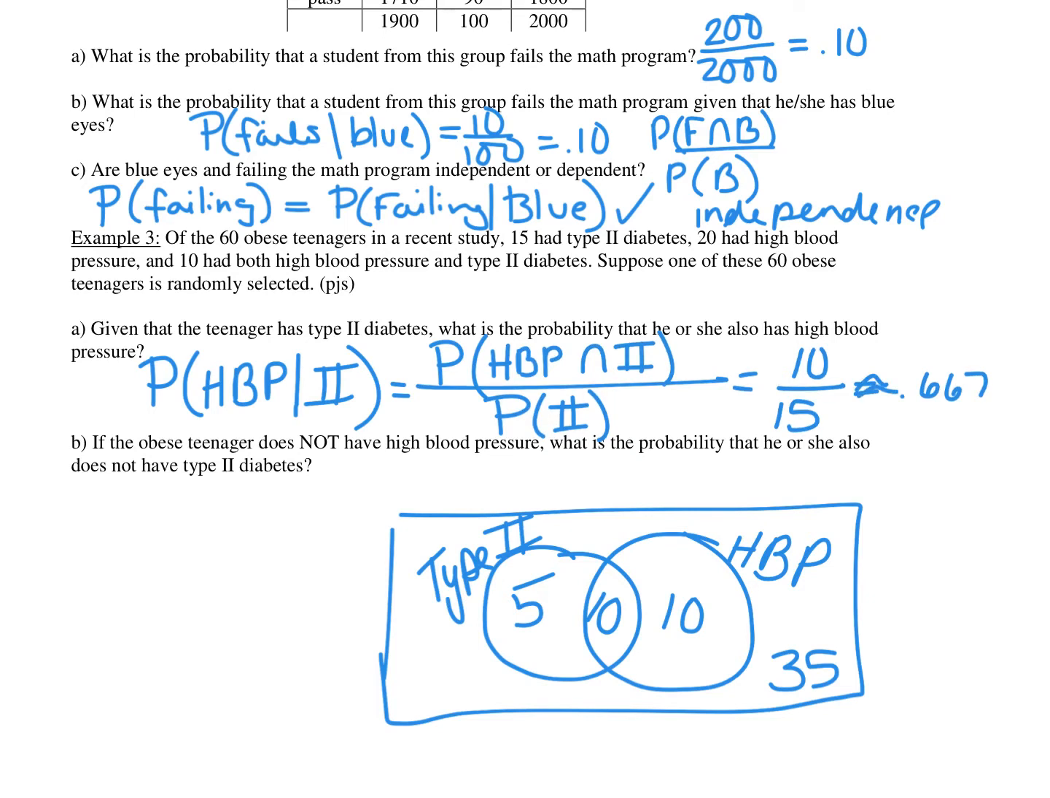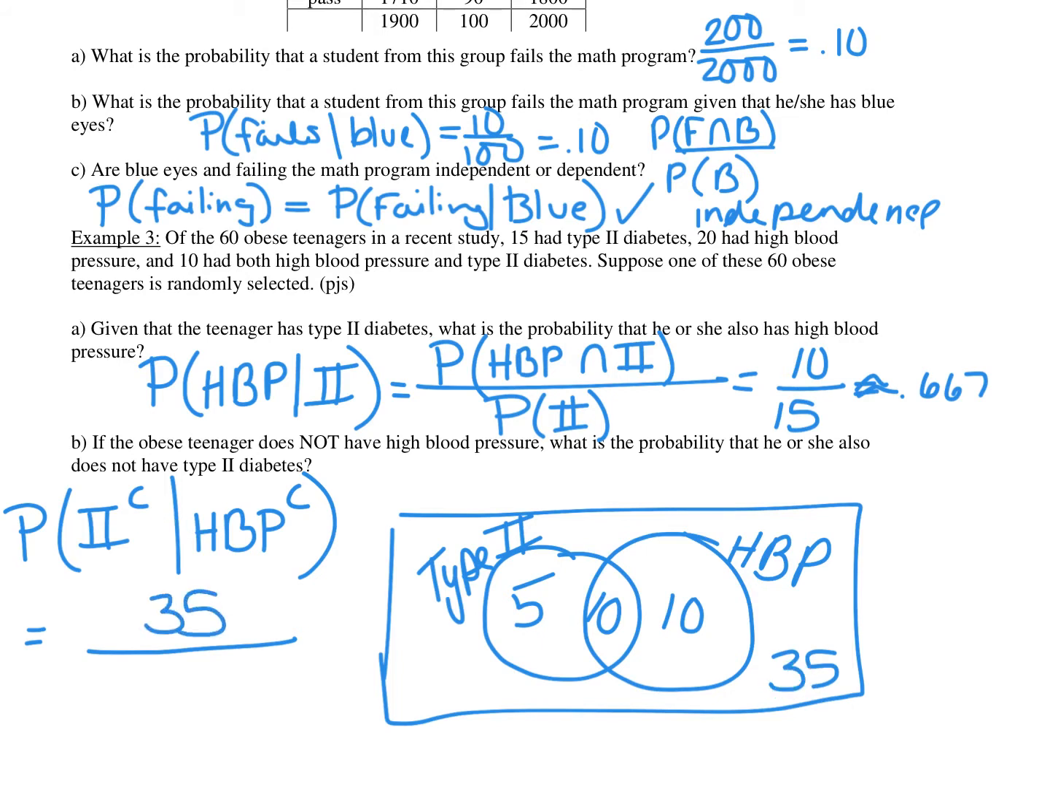Okay, part B, if the teenager does not have high blood pressure, what is the probability that he or she also does not have type 2 diabetes? So this would be equal to the intersection of the two. Okay, so the intersection of the two would be those who do not have type 2 and do not have high blood pressure. So that's your healthy people. That's the 35.